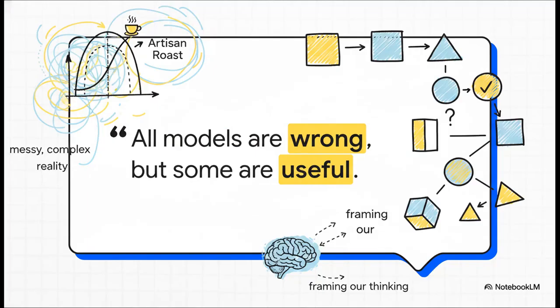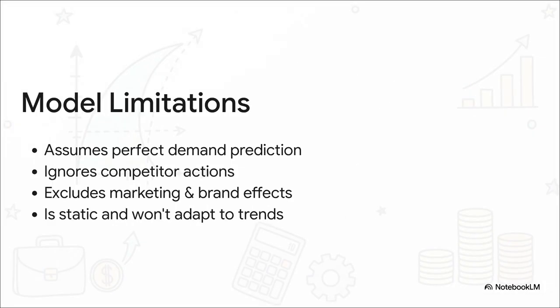There's a famous quote by the statistician George Box that I really want you to remember. All models are wrong, but some are useful. What he meant by that is that any model, including the one we just built for Artisan Roast, is a simplification of a messy, complex reality. It's never going to be perfect, but it can be an incredibly useful tool for making better decisions. And this is a perfect illustration of that point.